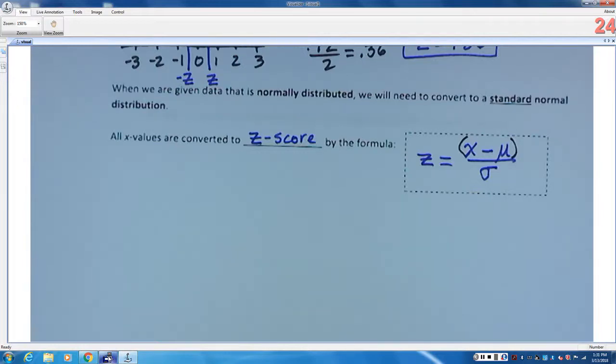But you do need to know how to convert from an X value to a z-score. So I have a problem on the test where an ACT score was this, with a mean of this, standard deviation of this, and the SAT score was another number with the mean and standard deviation given. Find the z-scores and tell me which was better.